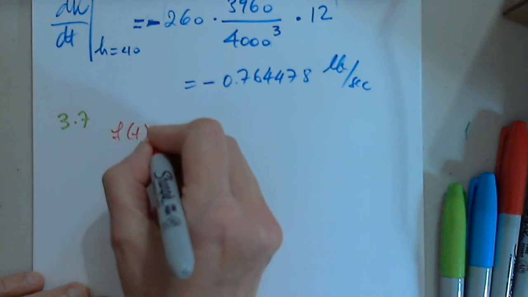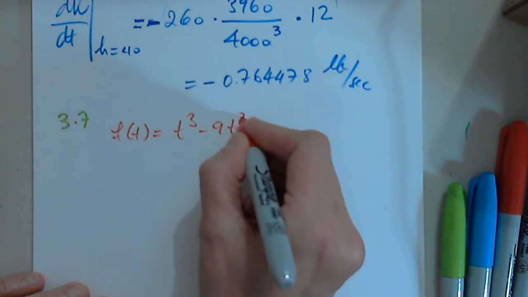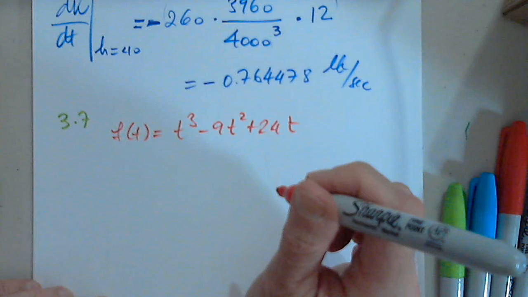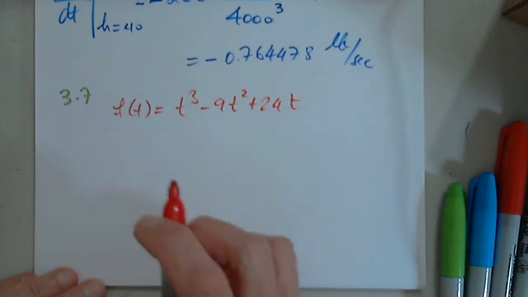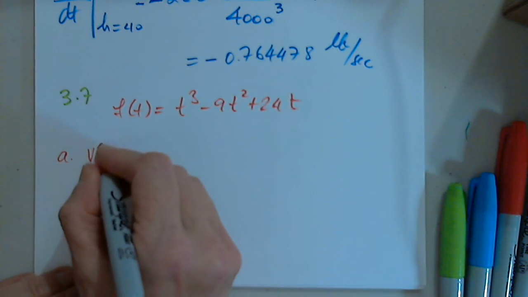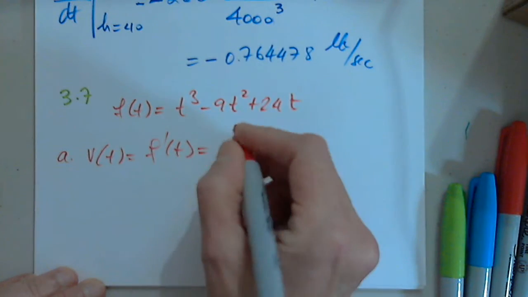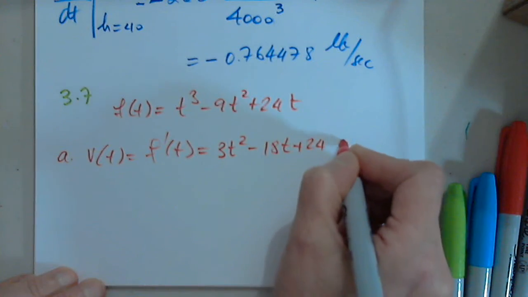So f of t, which is the distance, is t to the third minus 9t squared plus 24t. And they want the velocity, the velocity at 1, and when it's at rest, and then I'll come back after part C. Okay, so in part A, they want v of t, which we know is f prime of t, which will be 3t squared minus 18t plus 24.